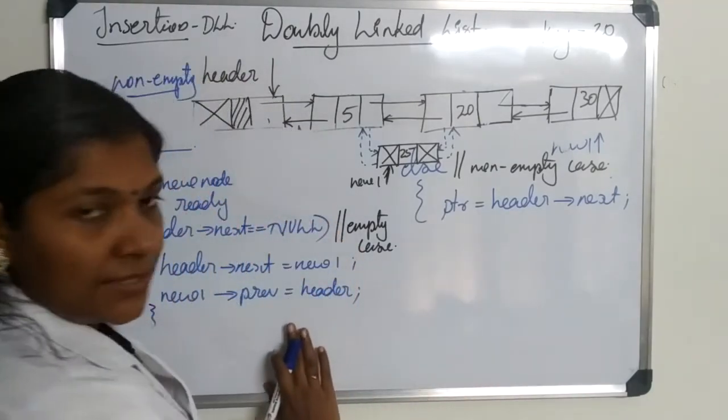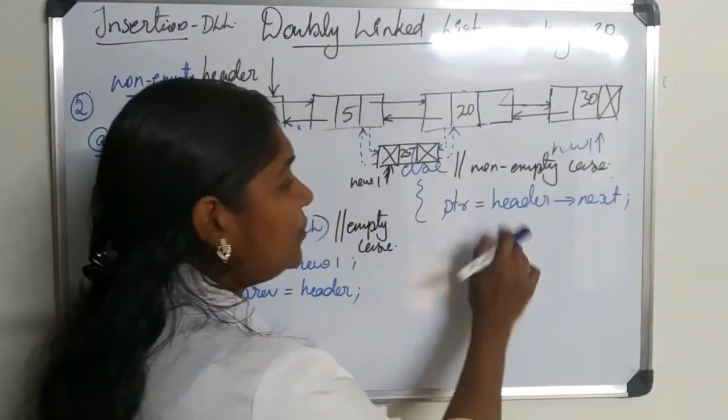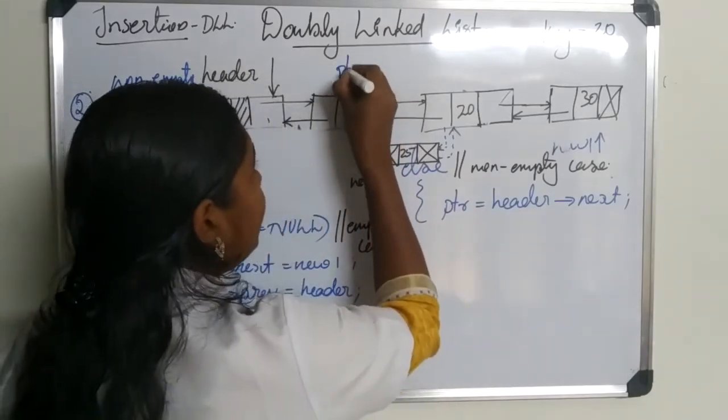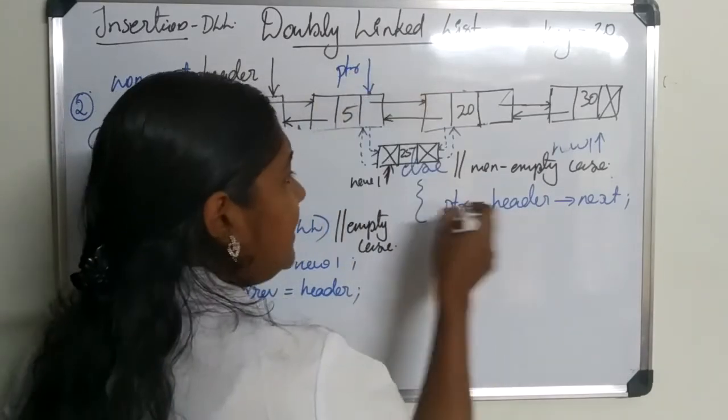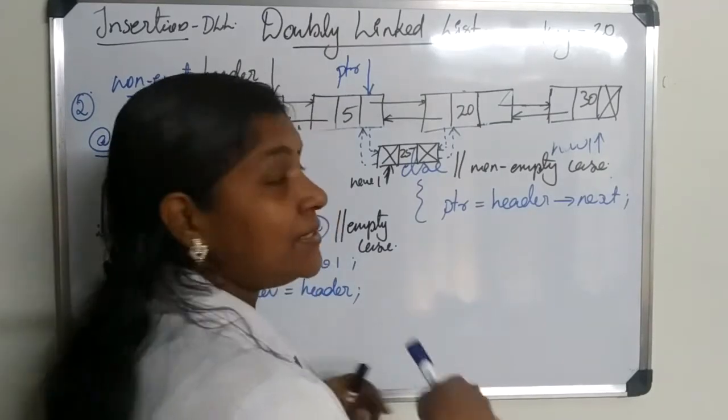So the empty case pseudocode is the same. In the non-empty case, what will we do first? First we'll make a pointer ptr to point to the first node. So I made it like this: ptr is equal to header dot next. Okay, then what is our next step?